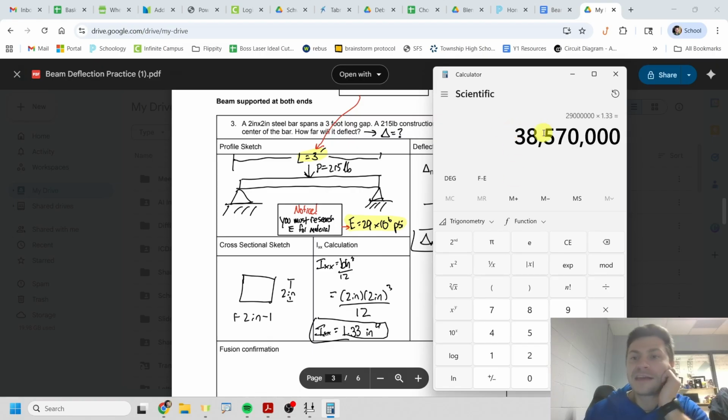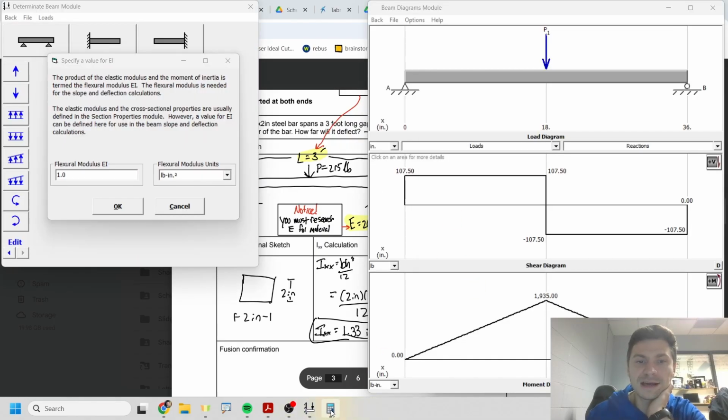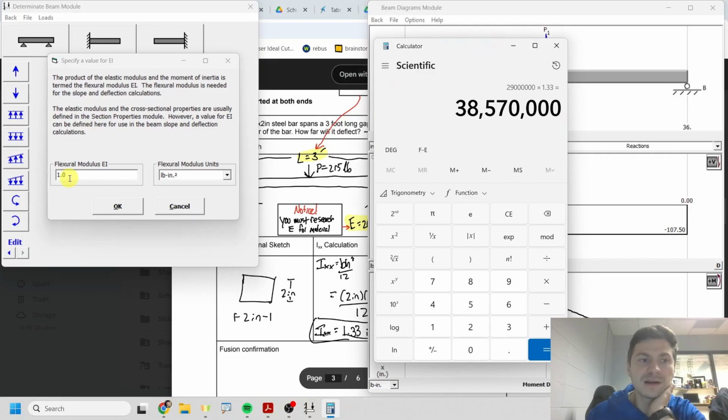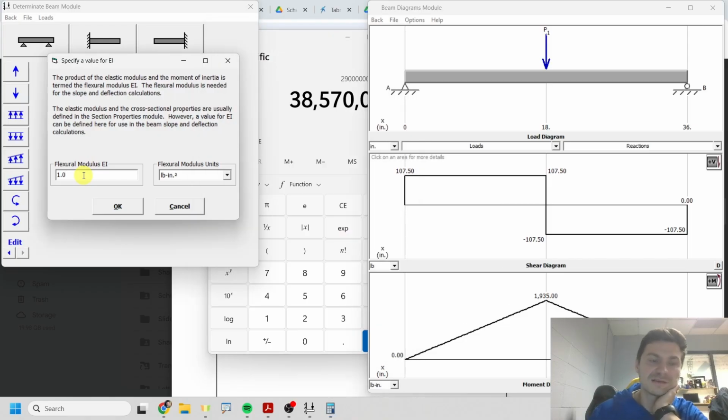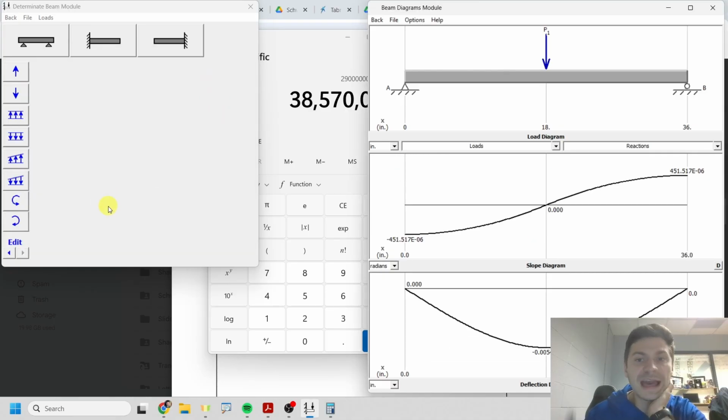So the EI, the flexural stiffness or flexural rigidity, by multiplying the E and the I, is 38,570,000 pound-inch squared. So I'm going to pull MDSolids back up. I'll move my calculator here, and I'll just type that. 38,570,000. Just make sure I did it right. Okay. And now this stuff changed.